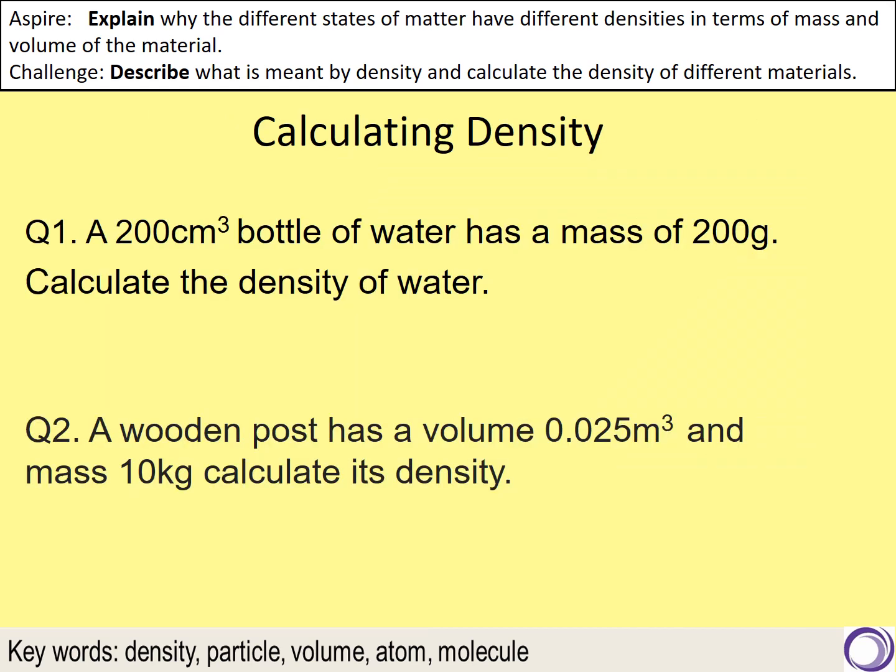So I want you to have a go at these now. These are a little bit more difficult than just dividing it by 1, but it's the same idea. So I want you to calculate the density of water, and again, write out the equation, then put in the numbers, then put it into your calculator, and then write the units for it. So number 1, a 200 centimetre cubed bottle of water has a mass of 200 grams. Calculate the density of water. And then number 2, a wooden post has a volume of 0.025 metres cubed and a mass of 10 kilograms. Calculate its density. I'll give you 3 minutes. Off you go.